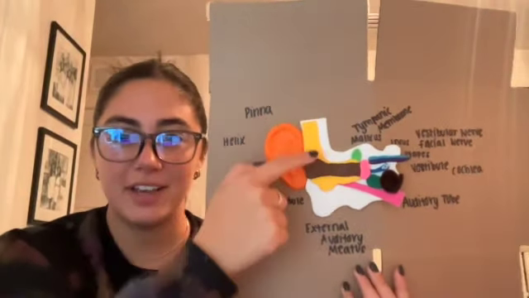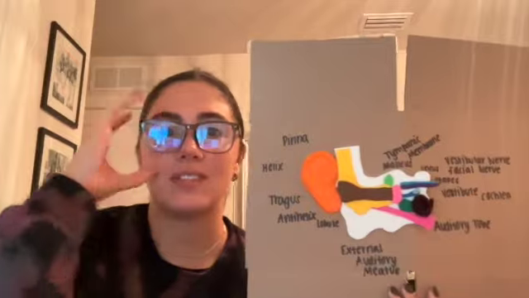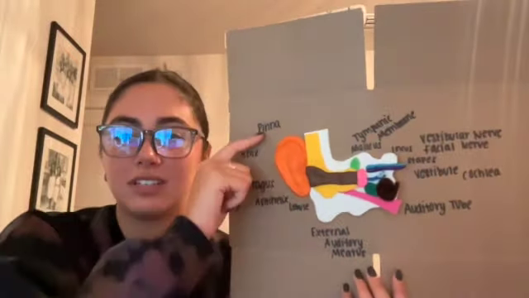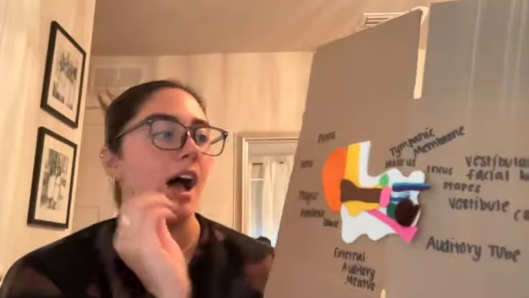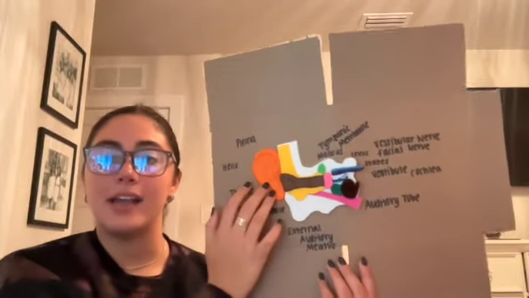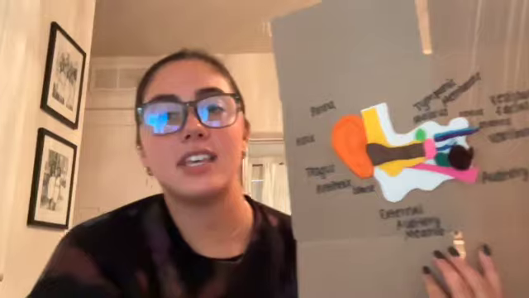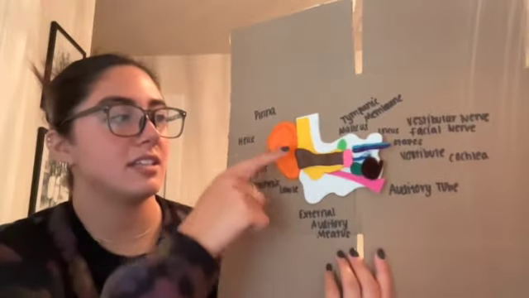So first we start with the pinna, which is the ear. It's the part that you can see and you can touch. It's the collector of sounds that are then taken to be processed at deeper levels. Its structure is provided by cartilage. Then we have the helix and the antihelix.